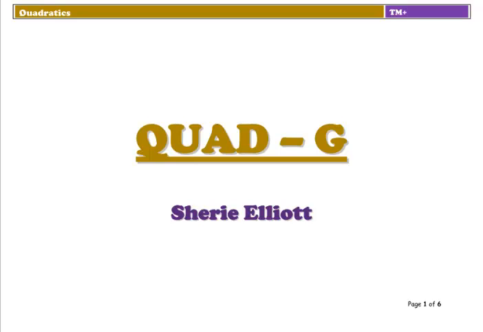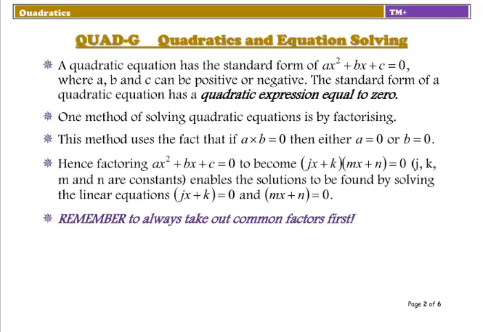Okay, this video is for the Quadratics module, and in this video we'll be looking at section Quad G. In this section we're looking at quadratics and equation solving. Now, a quadratic equation has a standard form ax squared plus bx plus c equals 0, where a, b, c can be positive or negative. The standard form of a quadratic equation has a quadratic expression equal to 0.